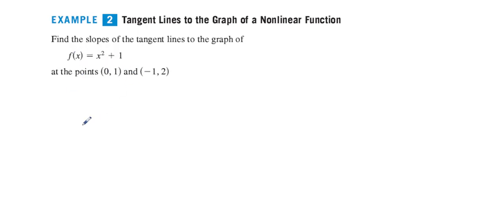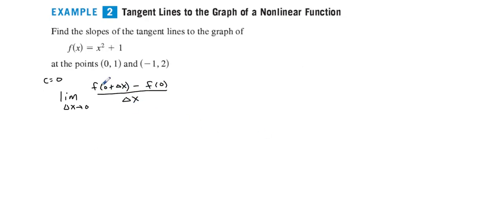So for 0, 1, we know c is equal to 0, right? And we know we can set up our limit. Limit as delta x goes to 0 of, are you guys okay if I say f of 0 plus delta x right away? Substitute 0 for c, minus f of 0 all over delta x. Well, that's just 0 plus delta x, right? So that's just delta x. And f of 0, we better leave that as f of 0.